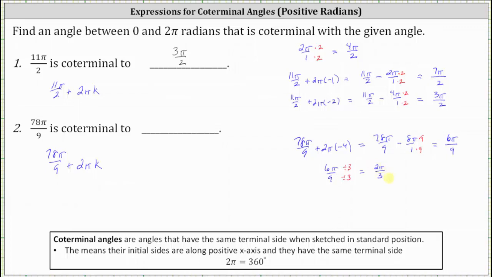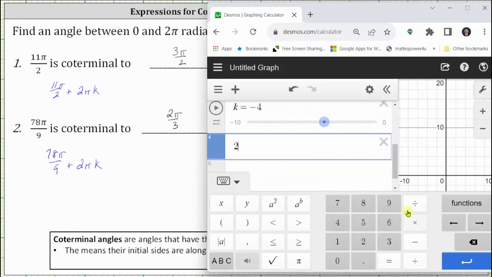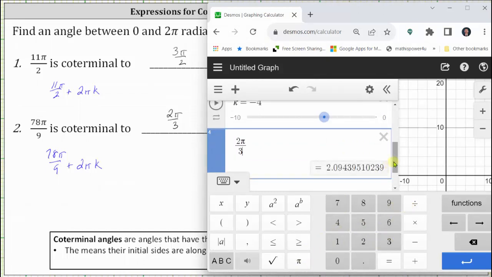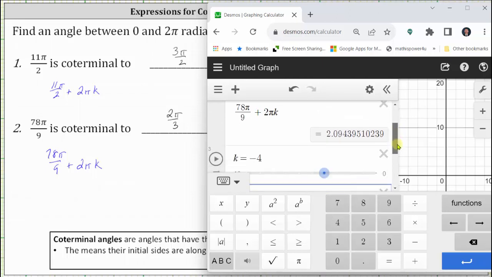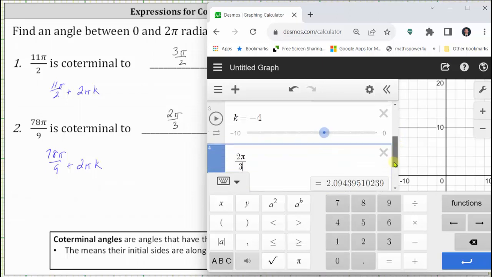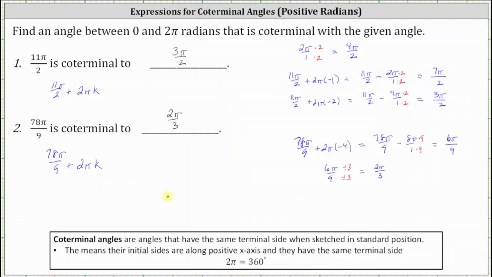2 pi divided by 3 is the coterminal angle to 78 pi divided by 9 that is between 0 and 2 pi radians. And if we go back to the calculator one last time, we can check this. If we enter 2 pi divided by 3 in cell 4, notice how we do get the same decimal that we have above for the coterminal angle between 0 and approximately 6.28 radians. I hope you found this helpful.